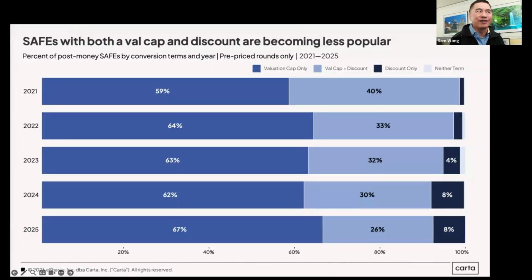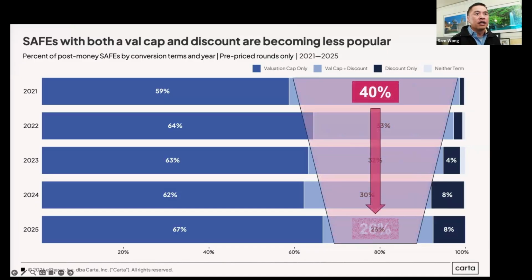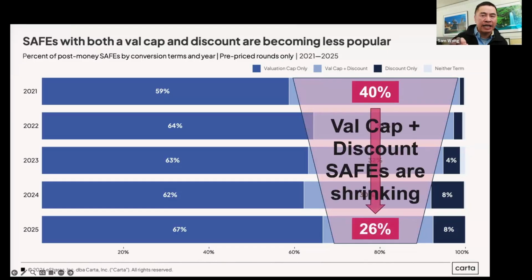How are they used? This is another Carta analytics chart, which shows the val cap and discount version is shrinking. The dark blue, the big bar on the left, that's the valuation cap only. So about two-thirds of the safes are val cap only.